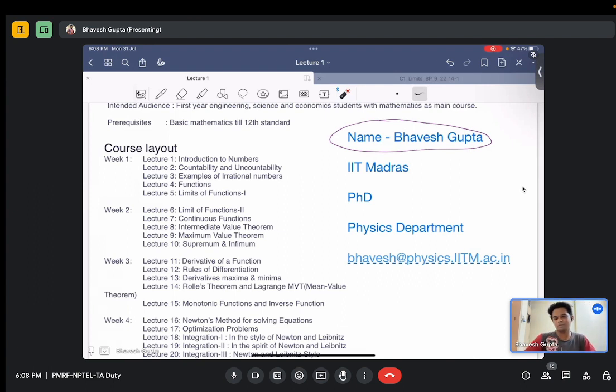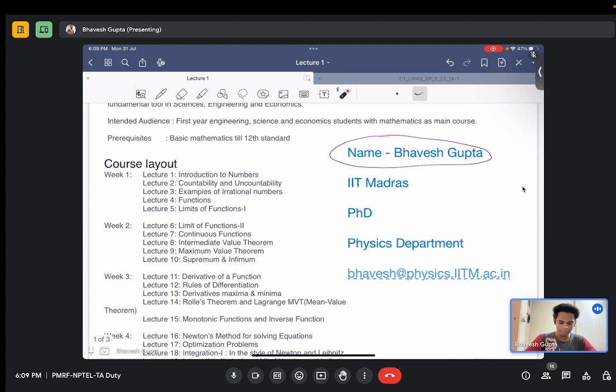In week 1 there were 5 lectures, one per day. The first lecture was based on numbers, where we talk about various kinds of numbers, for example real numbers, integers, rational numbers, irrational numbers, and how they are related to each other. Is one a subset of another or something like that? So various things we studied in the first lecture related to numbers.